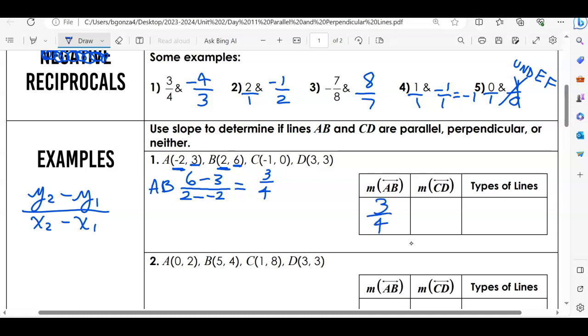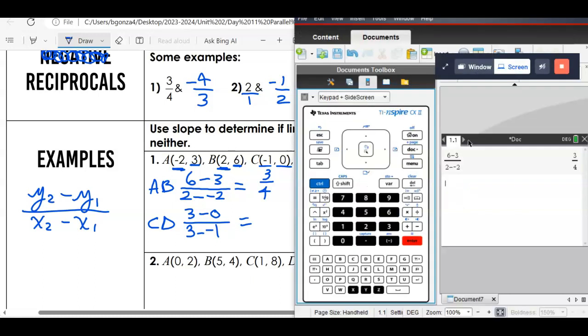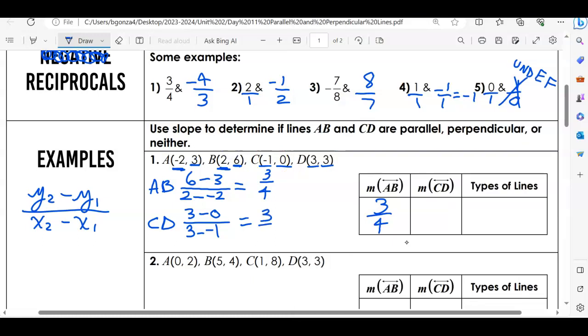For CD, we're going to do the same idea. Go and write that down. And I got people ahead of you, by the way. CD, go draw your fraction bar. We're going to do y2 minus y1, so 3 minus 0, over x2 minus x1, 3 minus negative 1. Can you type that in your calculator? One step. Control divide, 3 minus 0, 3 minus negative 1. And I got 3 over 4. Again, put that in your second box.